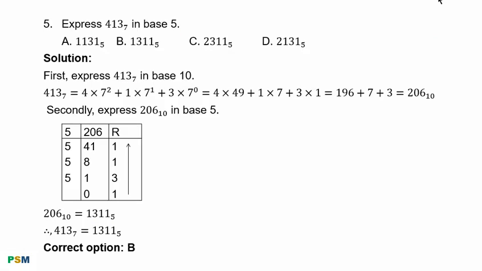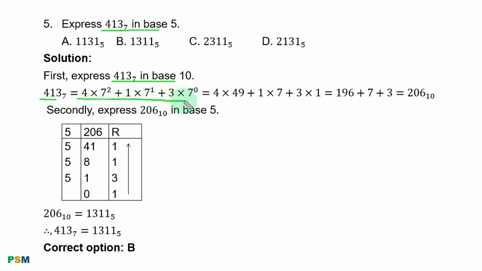Question 5. Express 413 base 7 in base 5. Solution. There is no direct link between base 7 and 5. First, you express 413 base 7 in base 10. To achieve that, you multiply each digit of the given number by base 7. You add the next digit and you continue in that format.